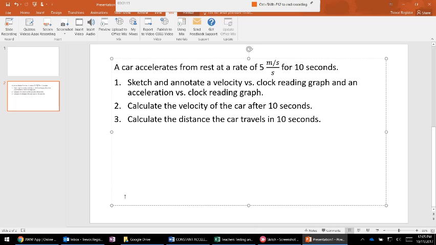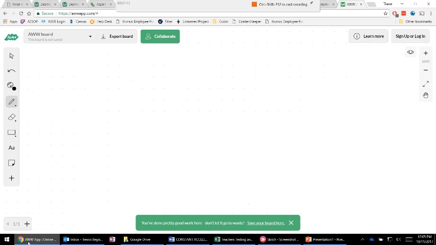Okay, so I'm going to go over here to a whiteboard, and I'm going to start by sketching a qualitative velocity versus clock reading graph. So I've drawn my axes here. I've put V for velocity, T for clock reading, and what I mean by qualitative is I'm just going to draw the shape of what this graph would look like. I'm not going to worry about tick marks or numbers or anything like that yet.